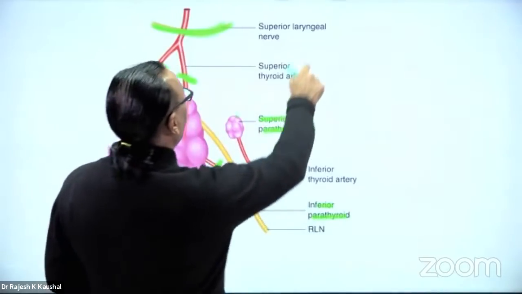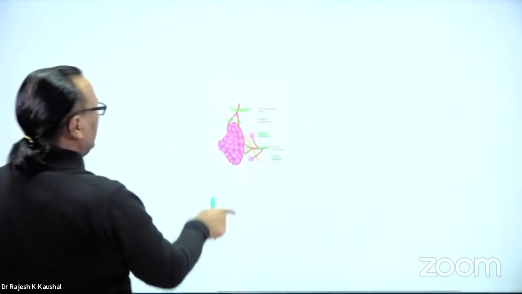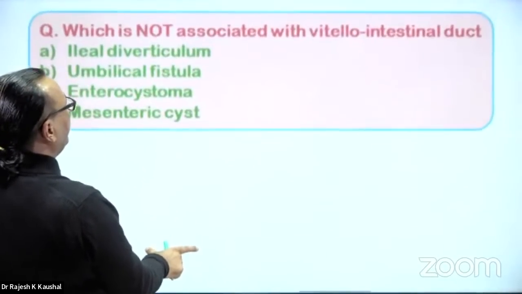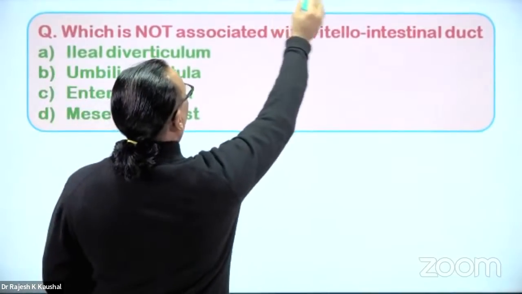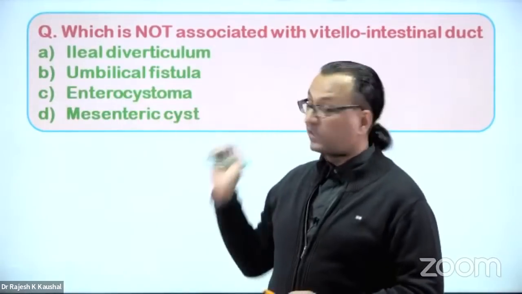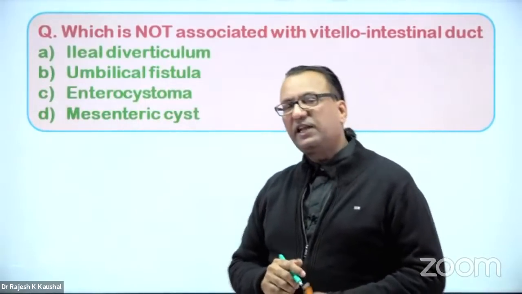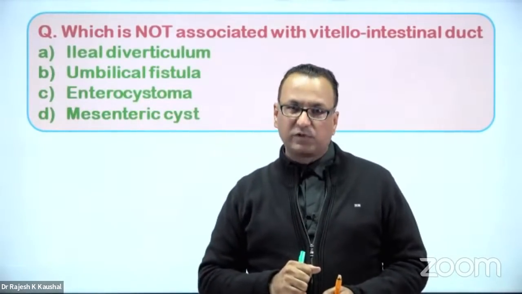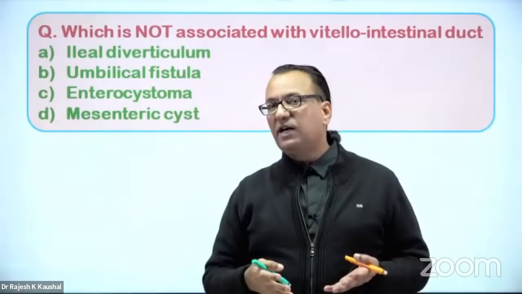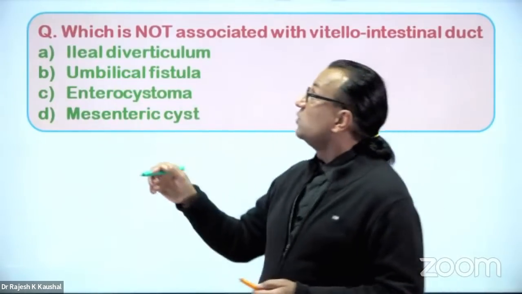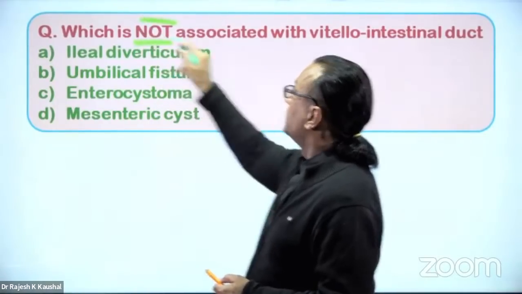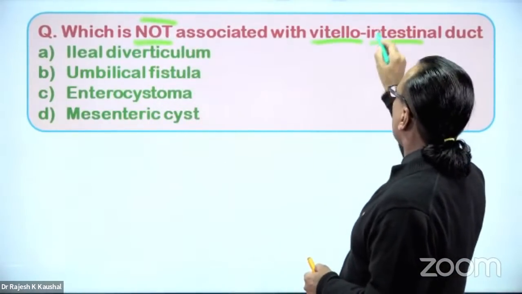And what I want you to appreciate is that these topics, though they are asked very frequently, we tend to make mistakes in these kinds of questions. In anatomy, there are various confusing terminologies, and we have to know 5 or 6 names for a single entity. Here, as you notice, we are talking about what is not associated with the Vitello-intestinal duct.